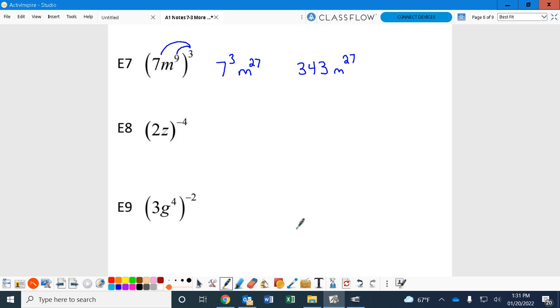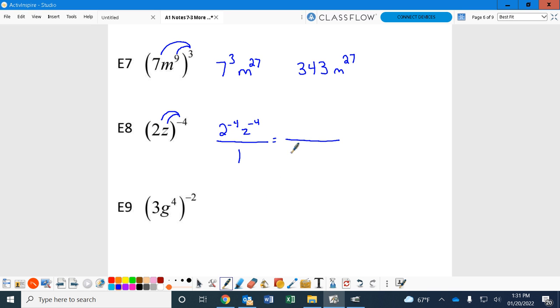Okay. This is a negative 4 to go to both of these. We're going to apply it to both of them. So it's going to be 2 to the negative 4th and z to the negative 4th. But guys, they're both negative exponents. They both need to move to the other side. So I've got to draw a fraction bar. I've got to put my 1. I've got to draw another fraction bar. Since they're both on the top, they're both going to move to the bottom.